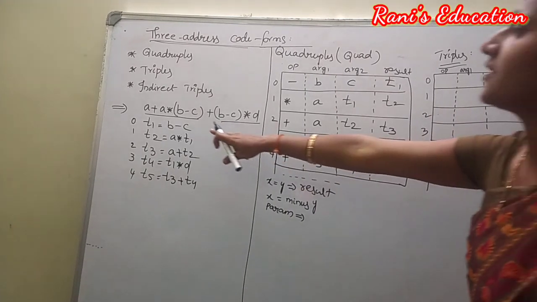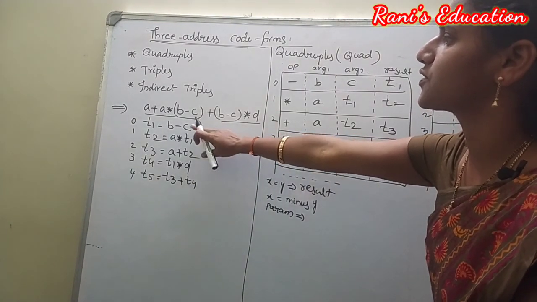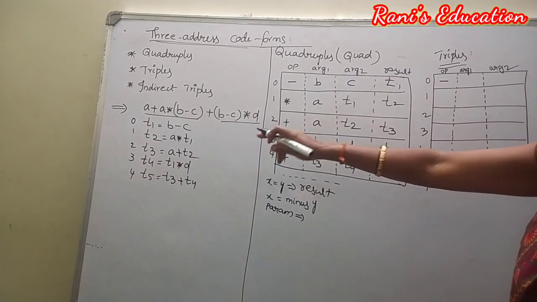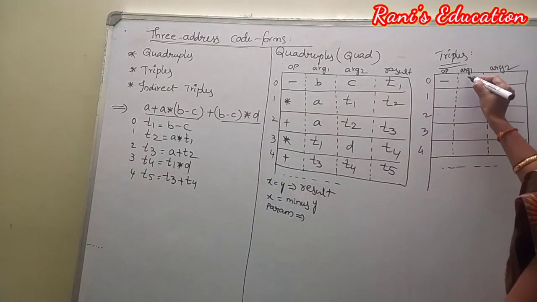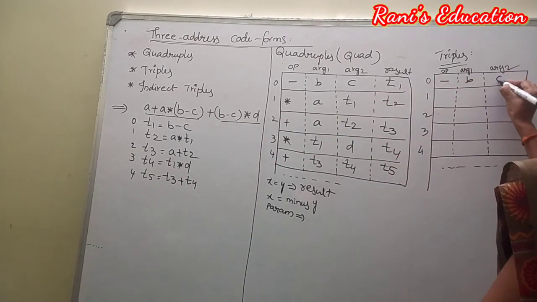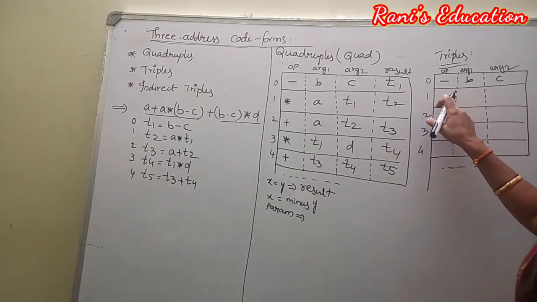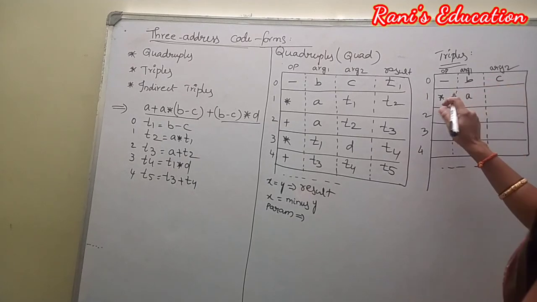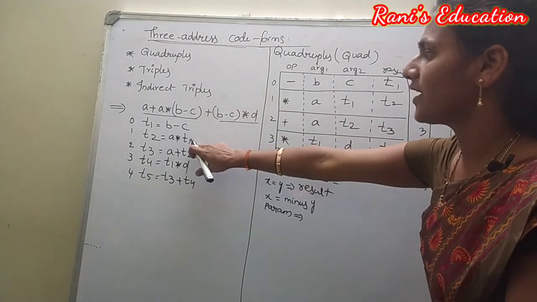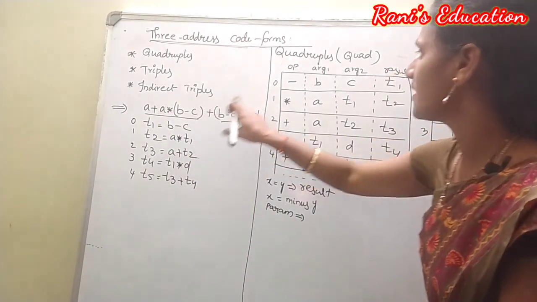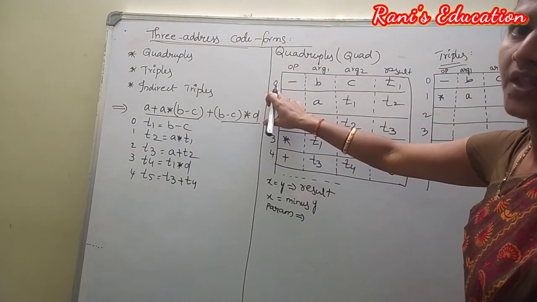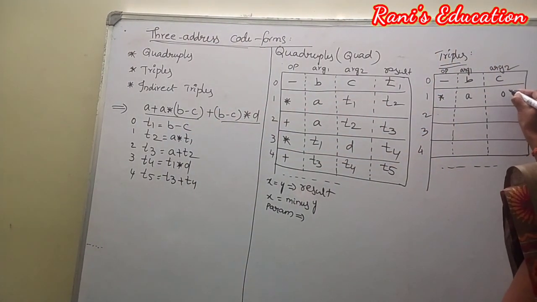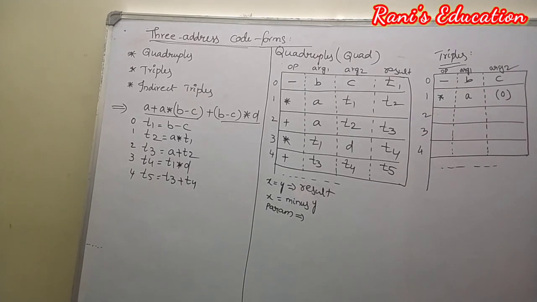Let's see. In the first instruction, T1 equals B minus C. Here operator is minus. First argument is B, second argument is C. Go for the next instruction, operator asterisk. A is the left of the operator, and T1. Where is T1 located? It is in the 0th position, right? T1 is defined in the 0th position. So we are going to write that position number within parentheses.